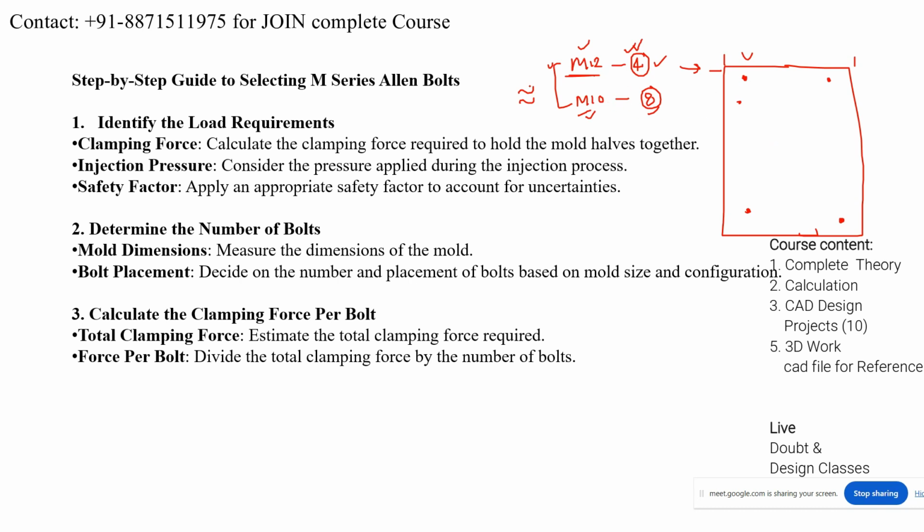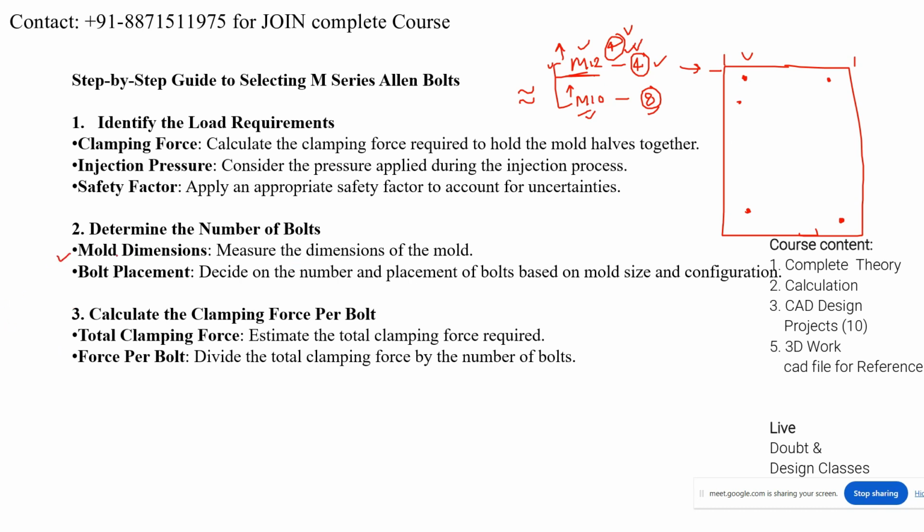So I am telling you that whether the M12 or the M10 or whatever bolt you are using, it also depends upon the material of that bolt. For example, I am selecting 4 bolts. Generally we will take 4 bolts. Is it clear? For a small mold, 300 by 300 or 400 by 400, we choose 4 bolts.